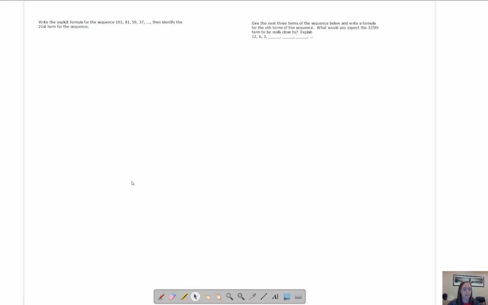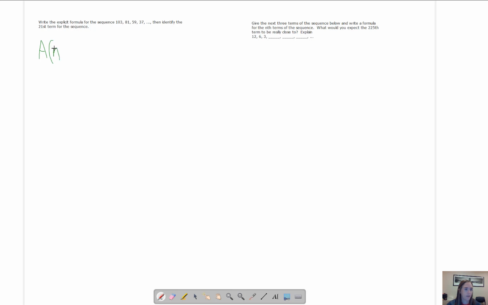Okay, so here on the left side, this is for an arithmetic sequence. It says write the explicit formula for the sequence 103, 81, 59, 37, and then identify the 21st term for the sequence.